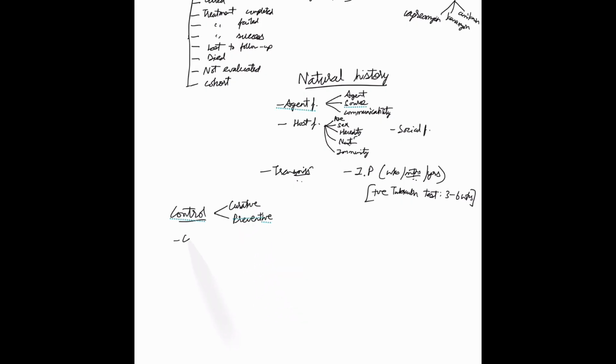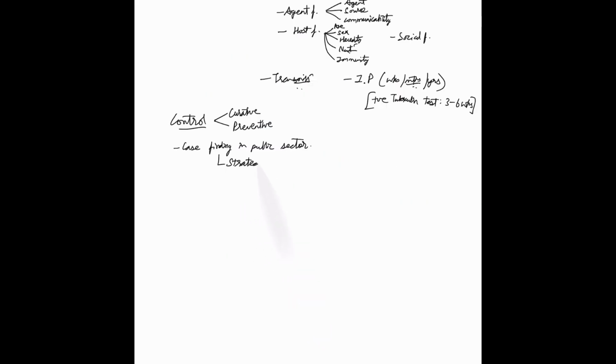And under control, we have curative and preventive control measures, which involve case finding in the public sector. So we have strategies for case finding like passive case finding, intensified case finding, active case finding, and vulnerability mapping. Then we have screening strategies like community screening and institutional screening.